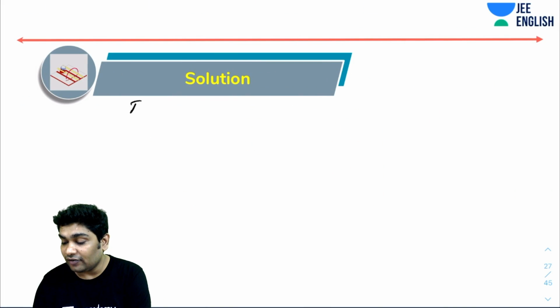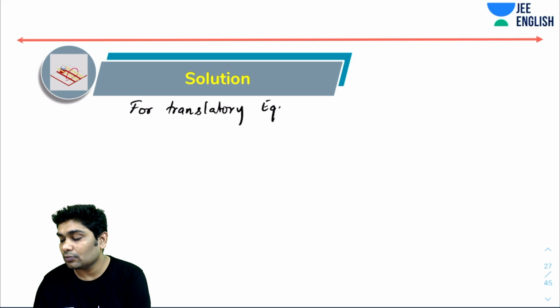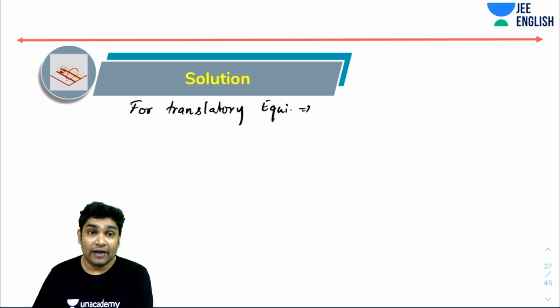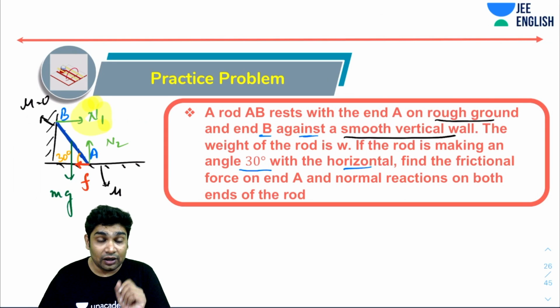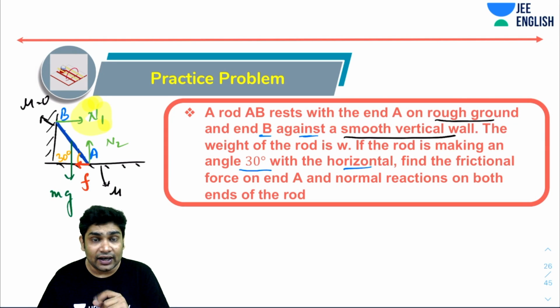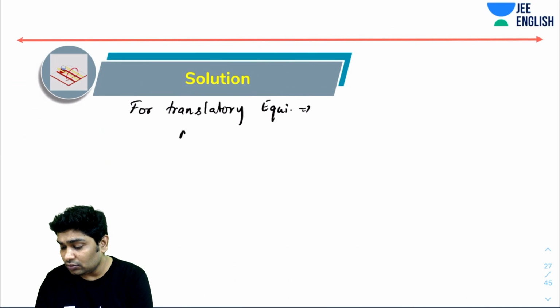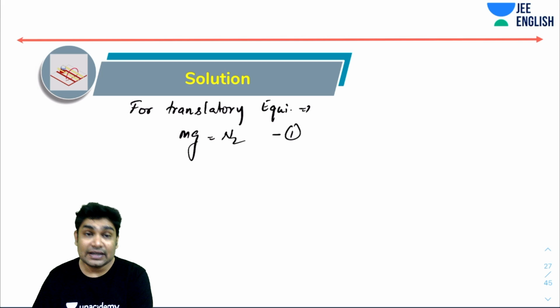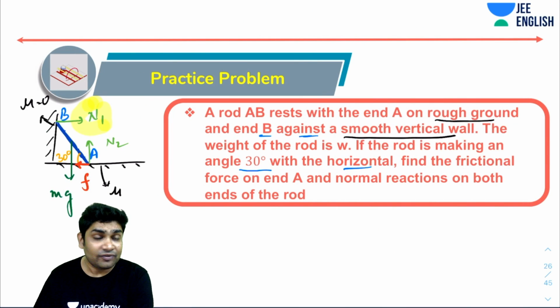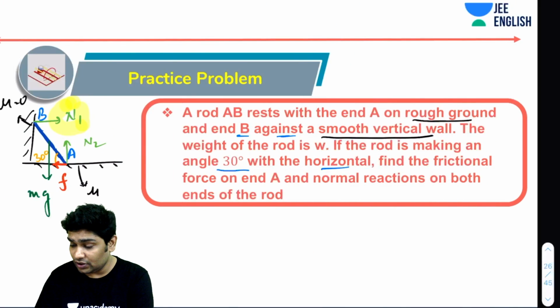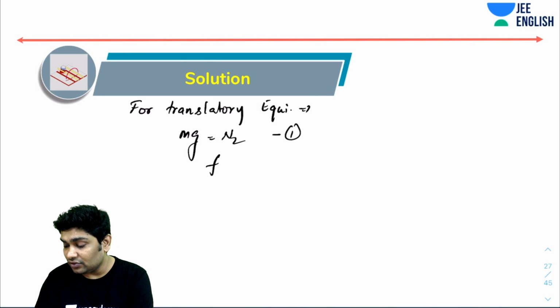So can I say that for translatory equilibrium, I will have two equations. One, look at the vertical forces. So in the vertical direction, I have mg and N2. Can I say mg must be equal to N2? That is my first equation. Second equation, I will realize that the force of friction must be balancing N1. So second, I will write F equals N1.